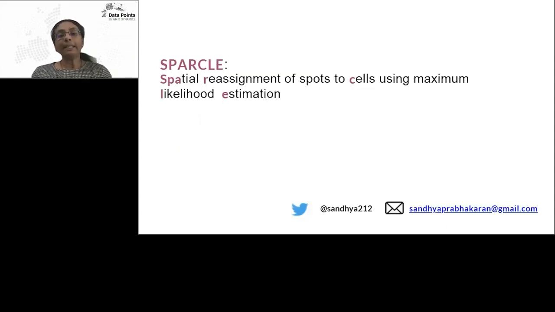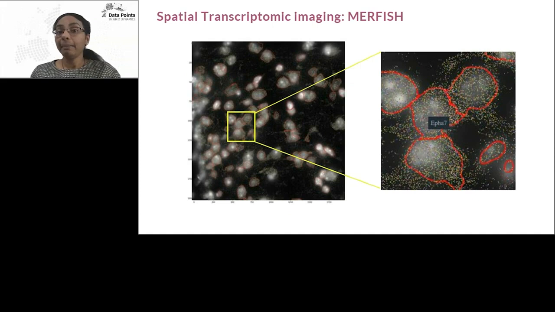I'm also particularly interested in working with spatial transcriptomics images, and I'm also the lead author for a new work that I've been working on, currently in bioRxiv, called SPARKLE, which means spatial reassignment of spots to cells using maximum likelihood estimation. So I'll begin with an example of what a spatial transcriptomic image looks like. An example would be MERFISH.